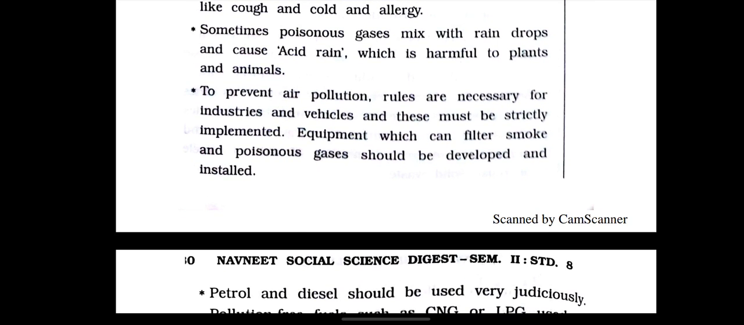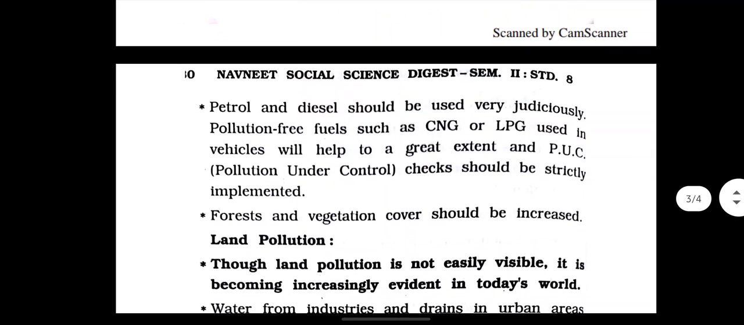To prevent air pollution, rules are necessary for industries and vehicles, and this must be strictly implemented. Equipments which can filter smoke and poisonous gases should be developed, and petrol and diesel should be used very judiciously, means very precisely. Pollution free fuels such as CNG or LPG should be used in vehicles, that will help to a great extent. And the PUC, pollution under control check, should be strictly implemented in vehicles. Forest and vegetation cover should be increased. So that is how we can protect earth from air pollution.